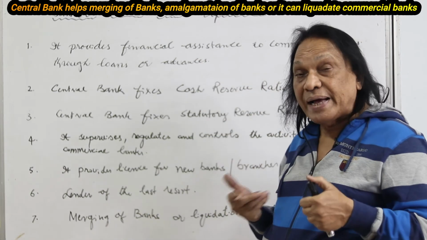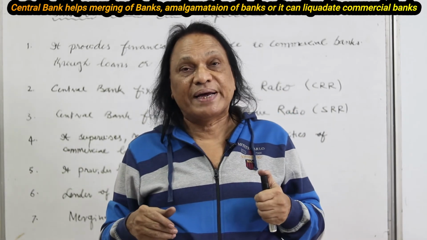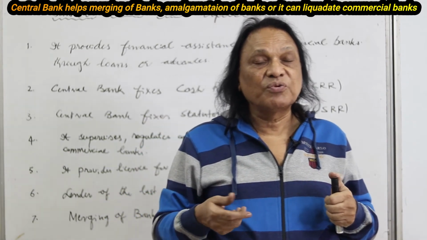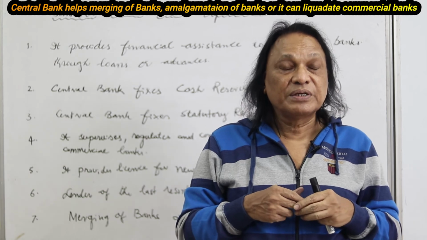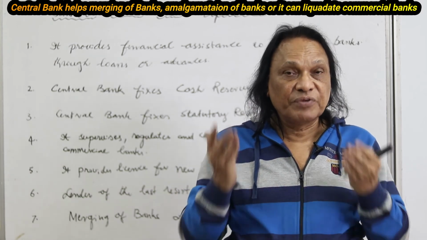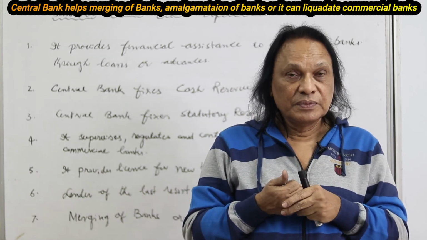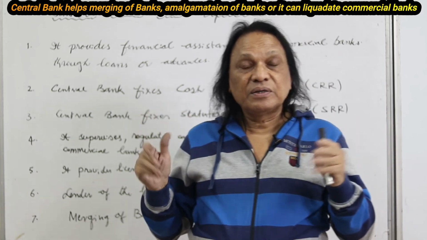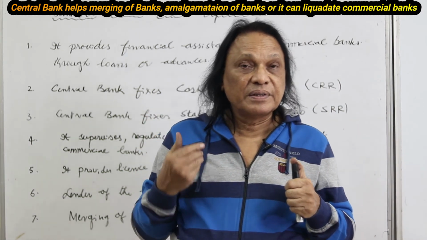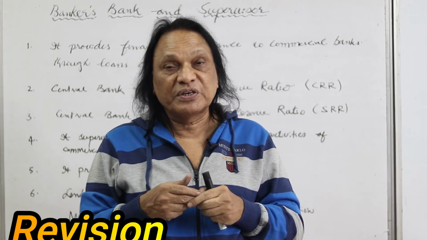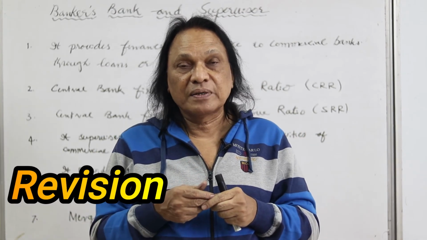And the central bank has the power to close down a commercial bank. If the commercial banks are not working according to the guidance of the central bank, it can liquidate, that is, it will close its operations. I repeat once again, we are discussing the next third important function of the central bank, that is Bankers Bank.